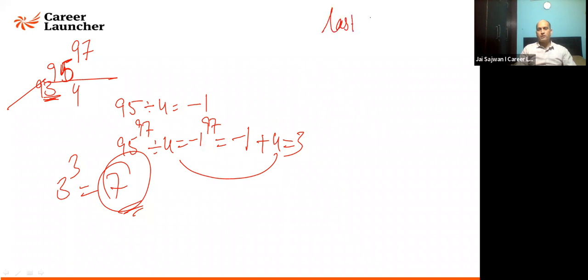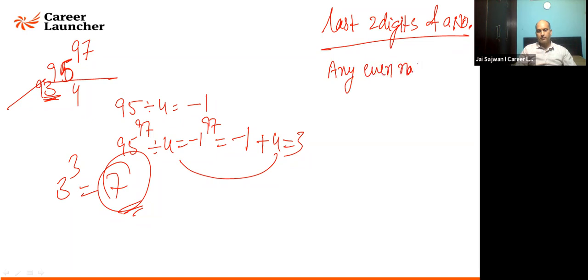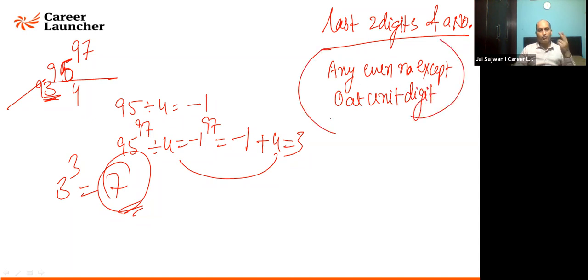How to find out the last 2 digits of a number? I'm not talking about the unit digit, I'm talking about the last 2. Any even number, except 0 at the unit digit, so 2, 4, 6, 8, to the power of 20 or a multiple of 20, ends with 76.